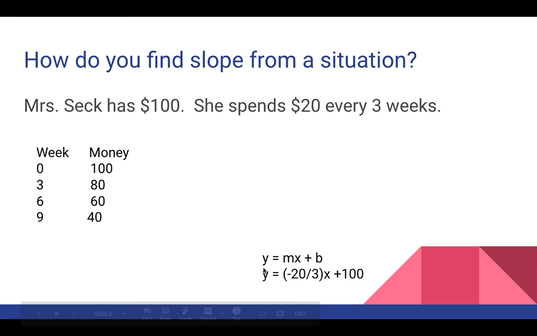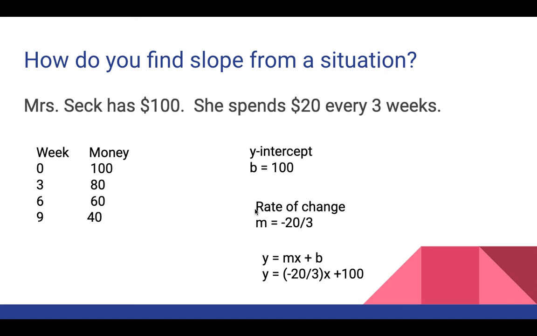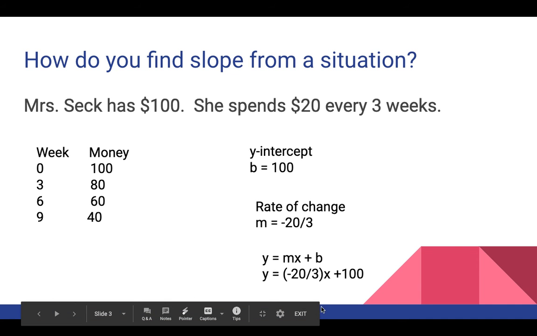So my function is, my y-intercept is 100 because I begin with $100, and then my rate of change, which is slope, is -20/3 because I'm spending $20 every 3 weeks. So the slope is the change in y over the change in x. So my equation is y = -20/3x + 100.